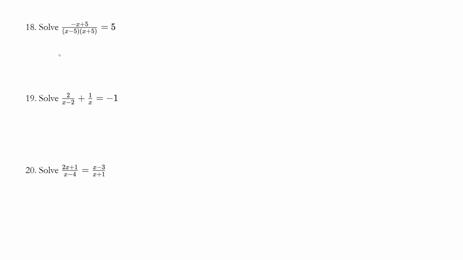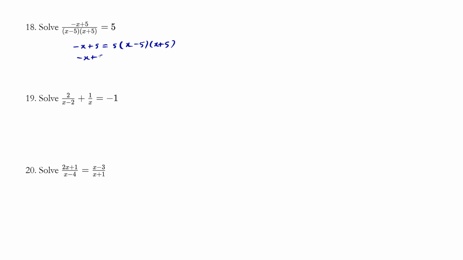Alright, let's now solve some radical equations. Now in general, we want to get rid of the denominators. So let's multiply both sides by the same thing, which is going to be x minus 5, x plus 5. If we do so, the left-hand side simply becomes the numerator, whereas the right-hand side becomes 5 times that denominator.